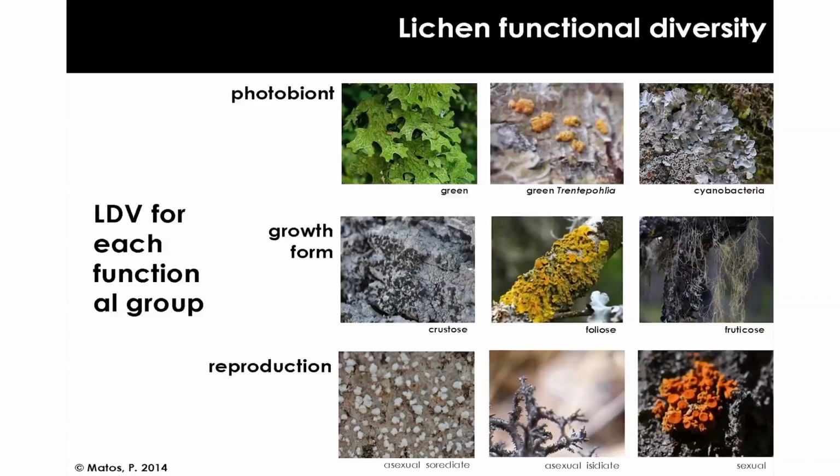lichens produce soredia, which are more or less like flour or sugar above the surface that can disperse with wind, or isidia, which are more complex in structure, and usually break with water and go with the water to disperse. This is just to contextualize, because these are the traits and functional groups we are going to see next.